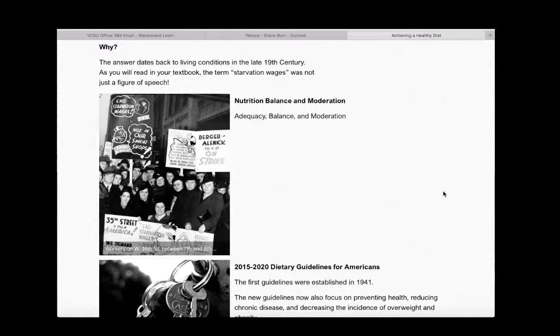There are three major keys to achieving a healthy diet. These are adequacy, balance, and moderation. Basically speaking, a healthy diet is one that favors nutrient-dense foods. They are balanced when nutrients are coming from a variety of food sources. And we need to eat in moderation, that is, monitor our food portions.